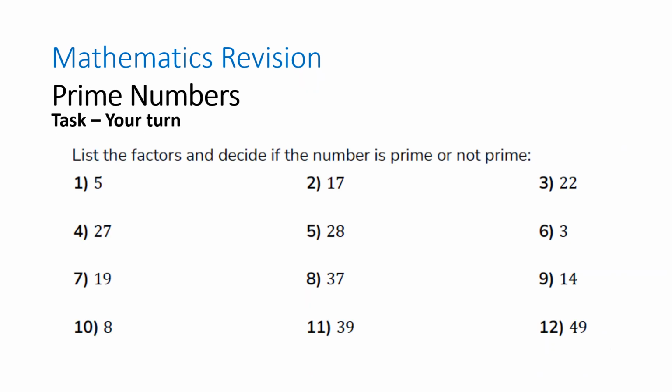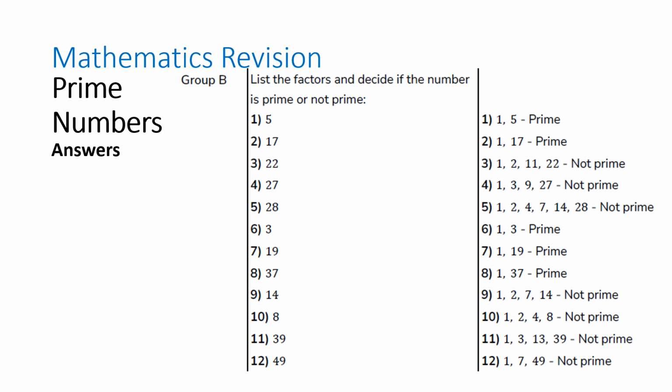So list the factors and decide if the number is prime or not. For each one of these, I would write down, okay, I know my factors of 5 are 1 and 5. After that, there are no other factors, so yes, it's prime. And then I would do the same for those. And there are your answers.